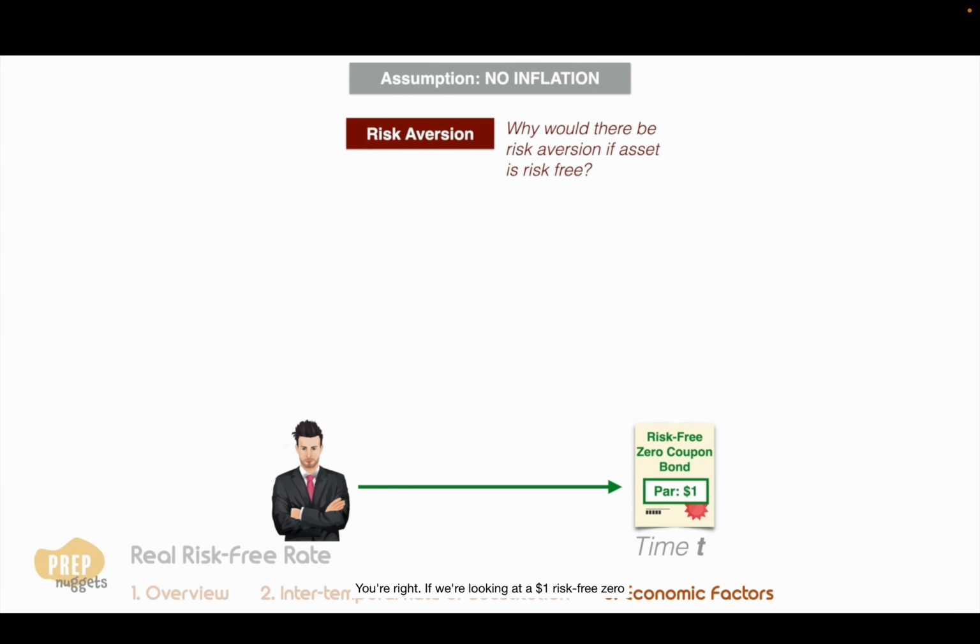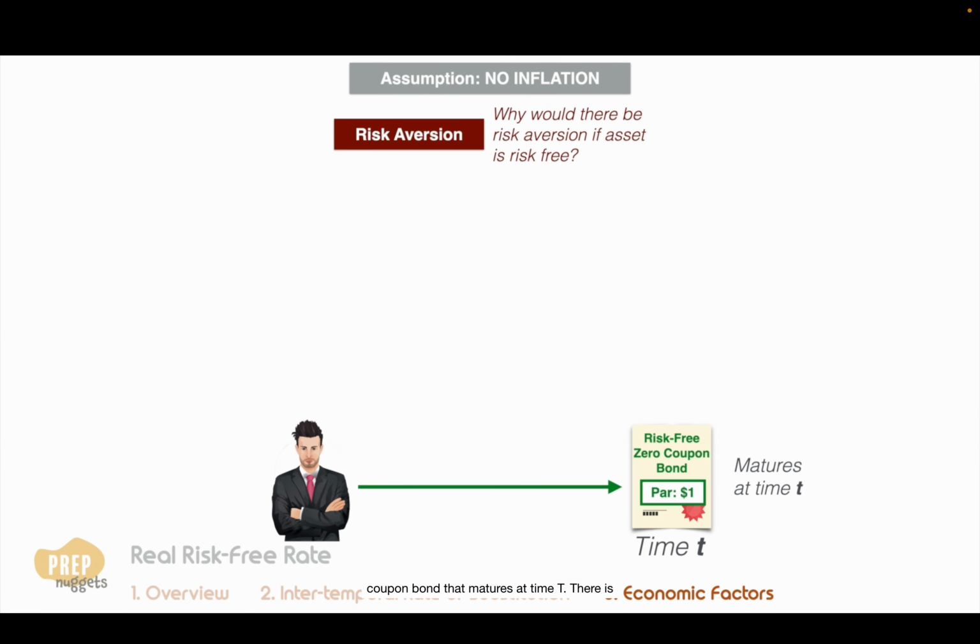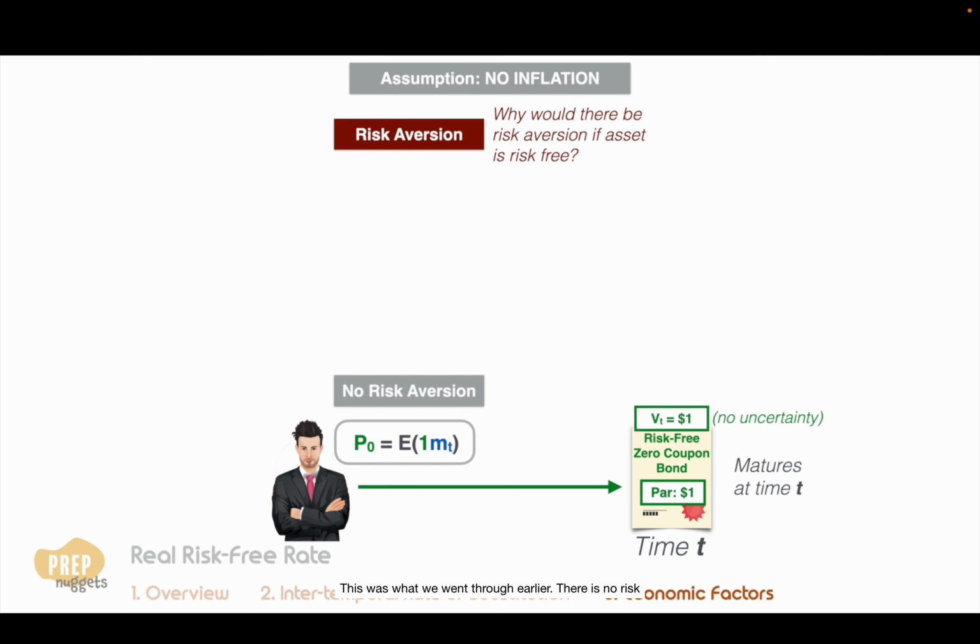You're right if we're looking at a $1 risk-free zero coupon bond that matures at time t. There is no uncertainty in cash flow since the bond simply pays out its $1 maturity value, so the price today is simply the intertemporal rate for the period t. This was what we went through earlier. There is no risk aversion here.